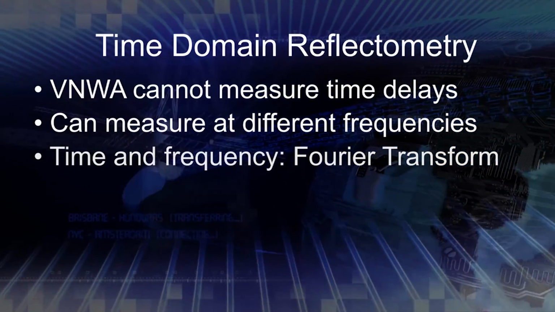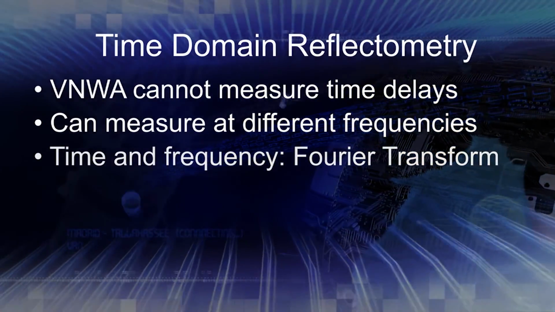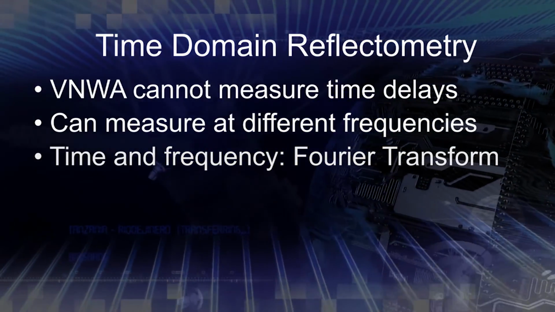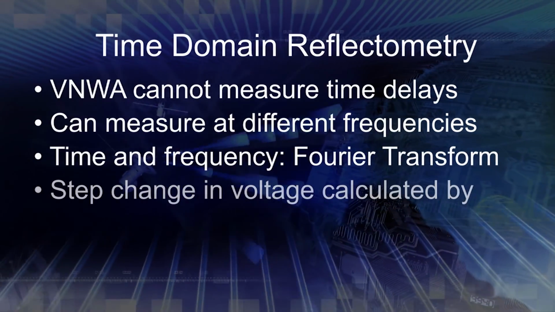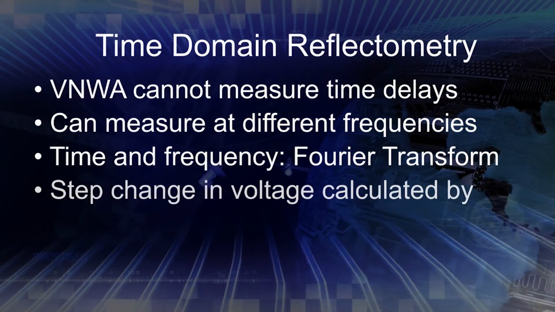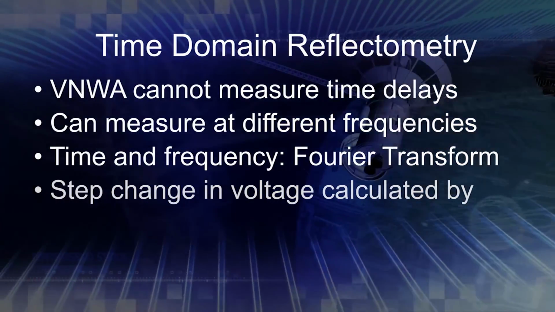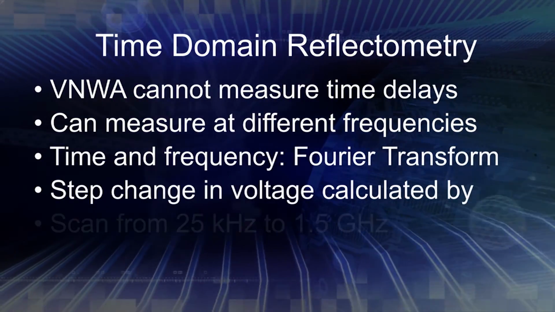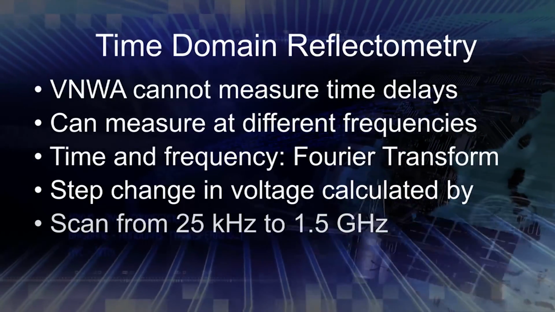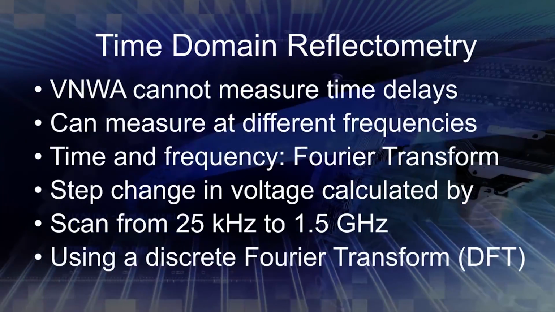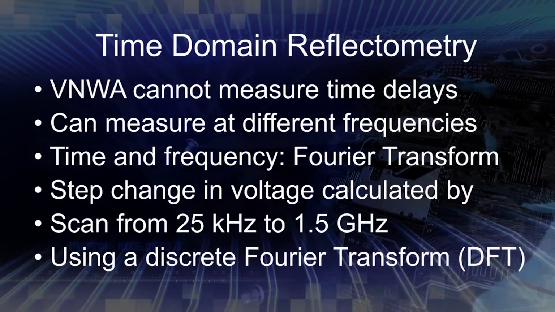We will look at a short section of unterminated RG6 transmission line 55 centimeters long. The response to a step change in voltage will be calculated from the frequency response generated by a scan from 25 kilohertz to 1.5 gigahertz using a discrete Fourier transform.